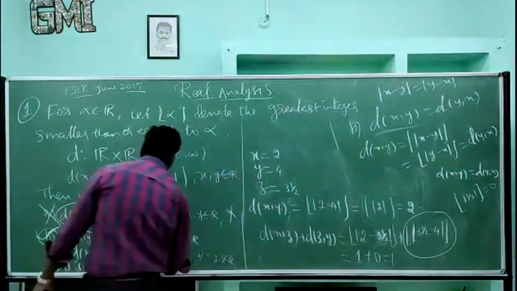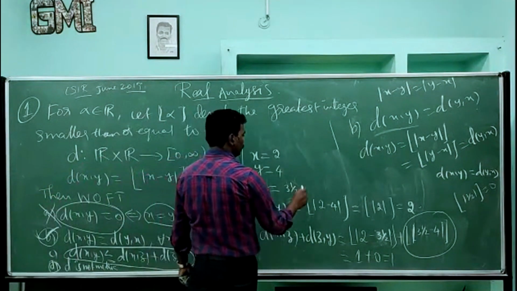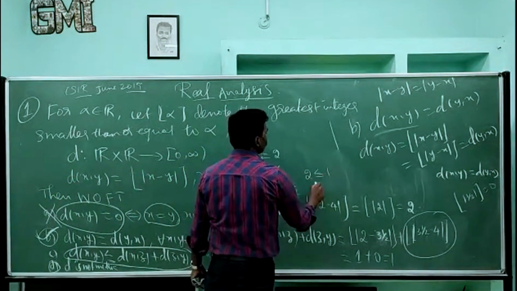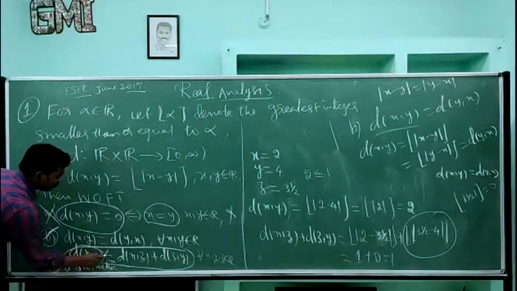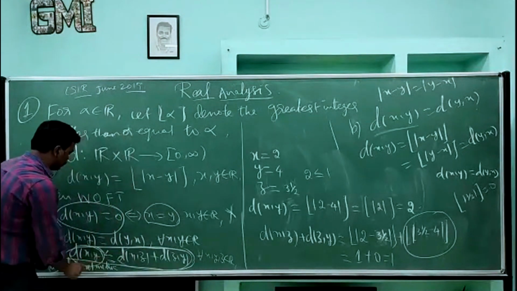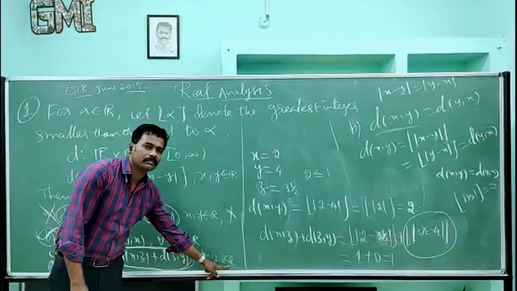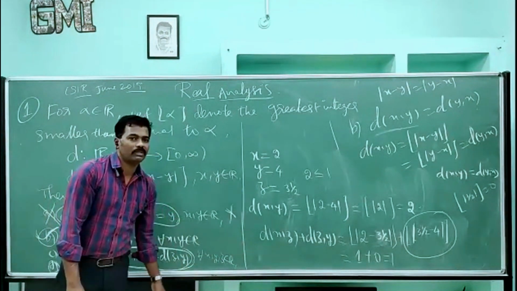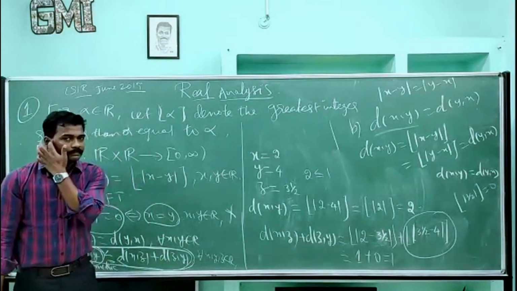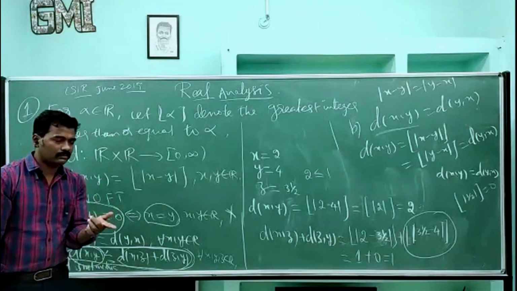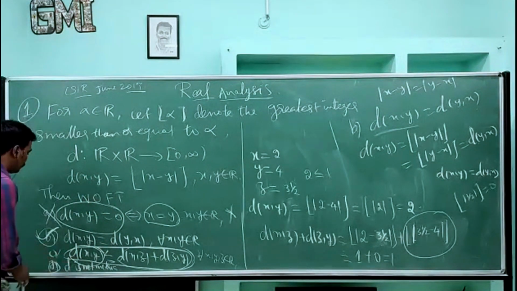But what is the option saying? It says 2 is less than or equal to 1. This is not possible, right? Because this side the value is 2, and this side is 1. This is not true, which means it is not true for all x, y, z in R. Maybe for some x, y, z it will be true, but not for all. Is it okay? Is there any question? Therefore option C is not always true.